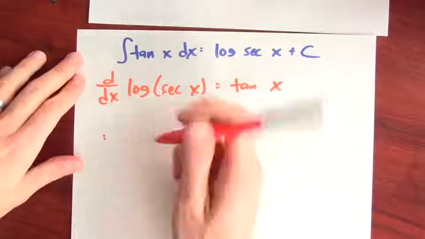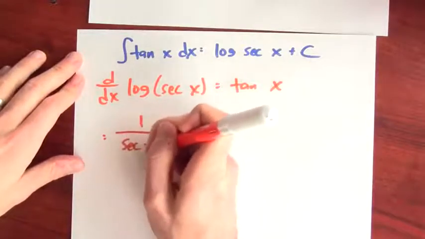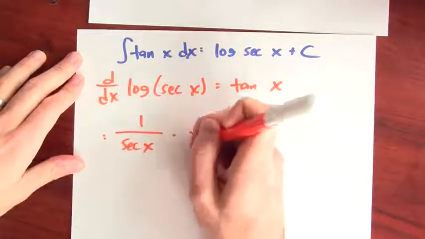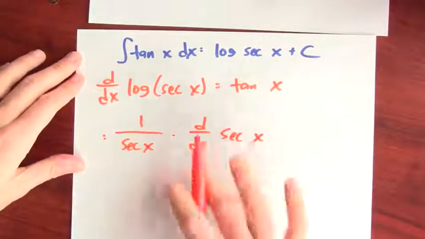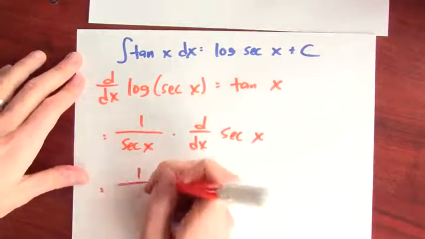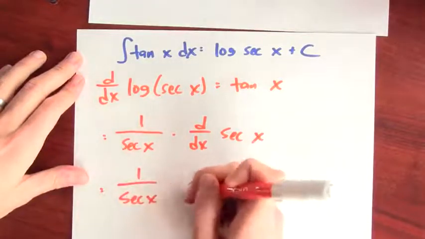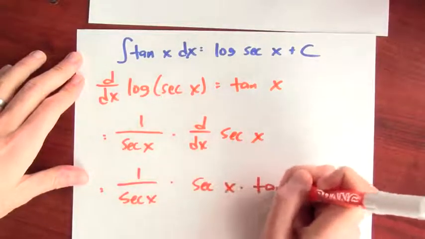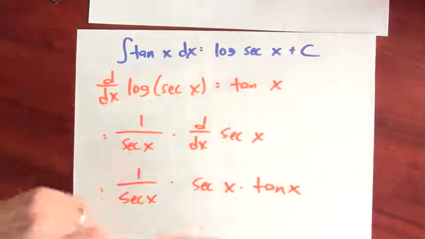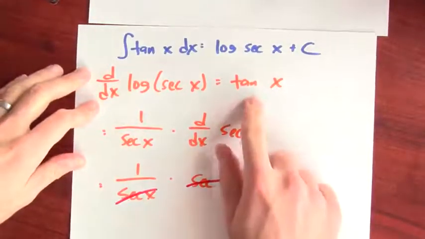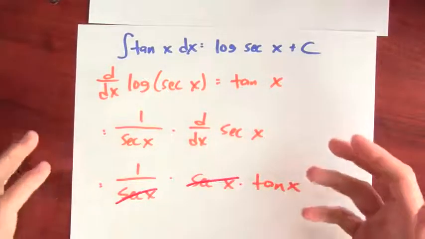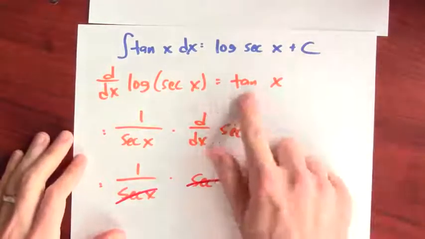So what's the derivative of log? It's 1 over the inside function times the derivative of secant. What's the derivative of secant? It's secant tangent. So this is 1 over secant times secant x times tangent x. Now, good news, the secants cancel, and what I'm left with is just tangent x. So I've found an antiderivative for tangent.